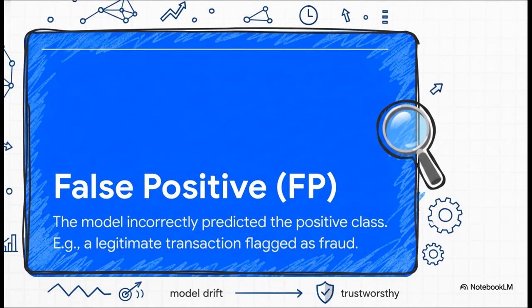Okay, now for the mistakes. First up is the false positive. This is your classic false alarm. Your model flags a totally legitimate transaction as fraud. You know the feeling, right? Your card gets declined when you're buying groceries. It's annoying for the customer and creates headaches for the business.